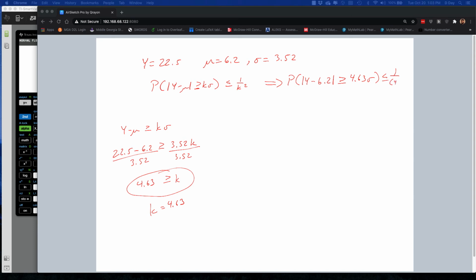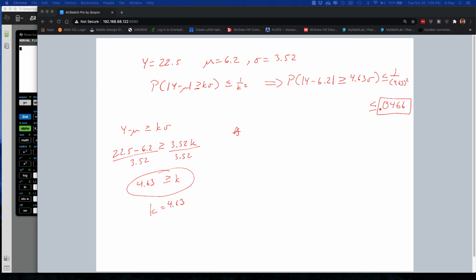is 4.63 squared. So that has to be less than or equal to, when you do that in your calculator, you should get 0.0466. So that's below the 5% threshold that we consider. Anything smaller than 0.05 is considered unusual.